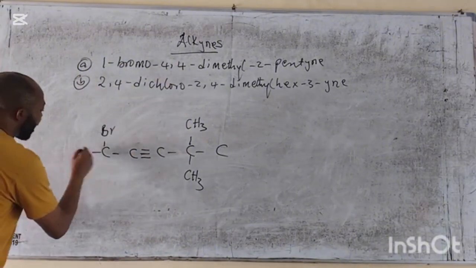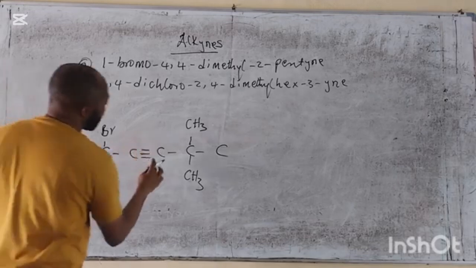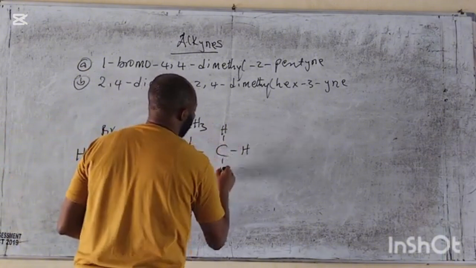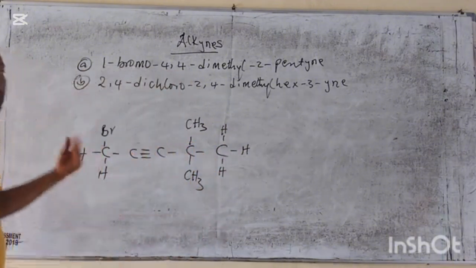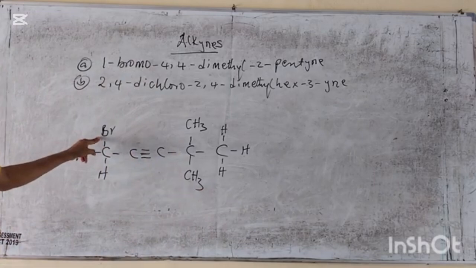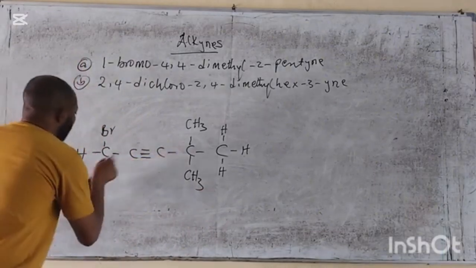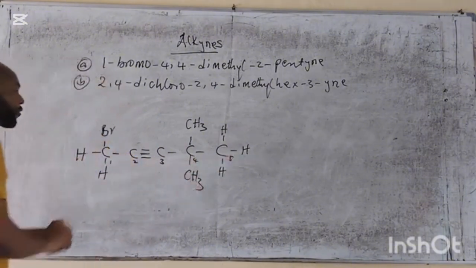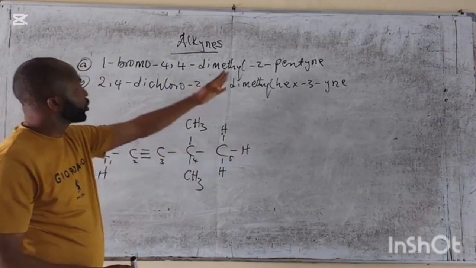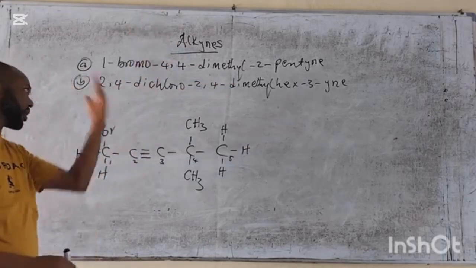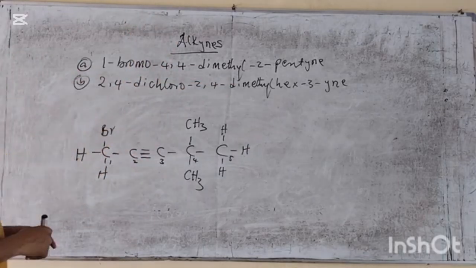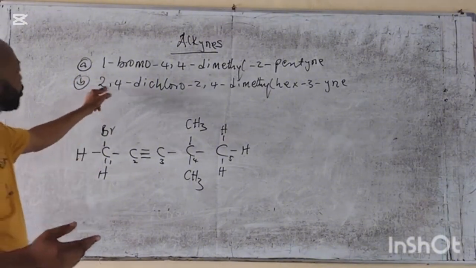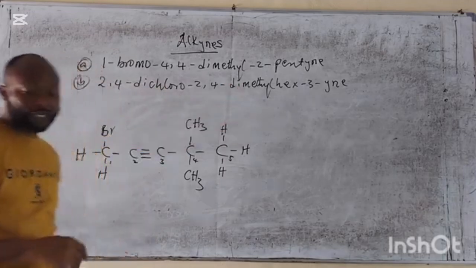So that's it. Now if I want to put all my hydrogens, I have this. 1, 2, 3, 4. Hydrogen, hydrogen, and hydrogen. So this is it. 1-bromo-4,4-dimethyl-2-pentyne. So that's it for that A. Let's see B. There is still hexane, but we are having 2, 4 here, 2, 4 here, and we have a triple bond. Let's see how that is possible.